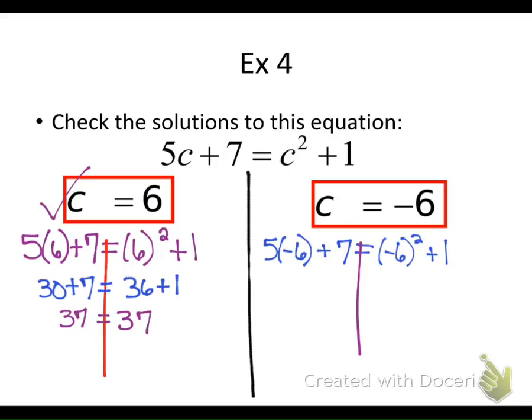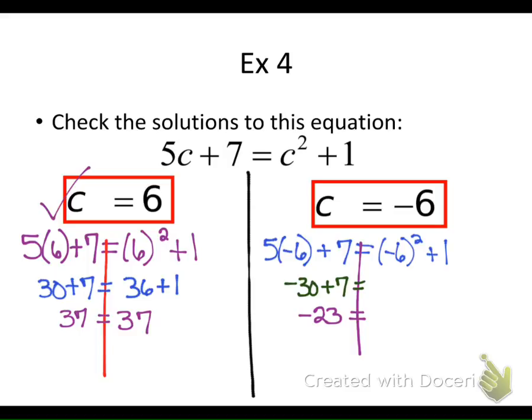So what's 5 times negative 6 here? Negative 30. Bring down my plus 7. What's negative 30 plus 7? Negative 23. I like each step a different color. Got to color coordinate it. So now I go to my right side.